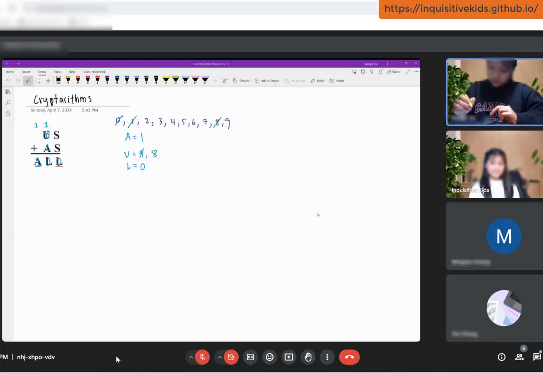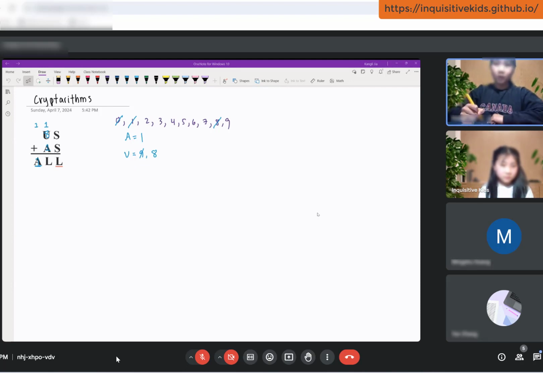And then, okay, let's pretend we don't know that L equals 0 yet. So then you have 1 plus 8 plus 1, which gives you 10. So then L has to equal 0.